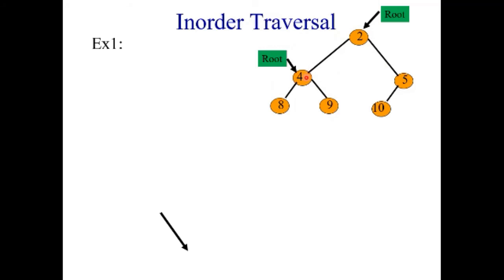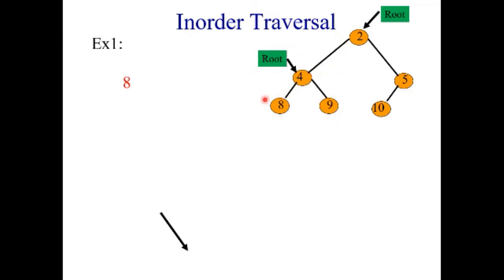The left subtree is a binary tree. Start with node 4, that is a root. Again visit the left subtree, that is node 8. For this node 8, again follow inorder traversal. Visit the left child. There is no left child here, no left subtree. Finally, you have to visit node 8. After visiting node 8, I have to visit the right subtree, but there is no right subtree because 8 is a leaf node.